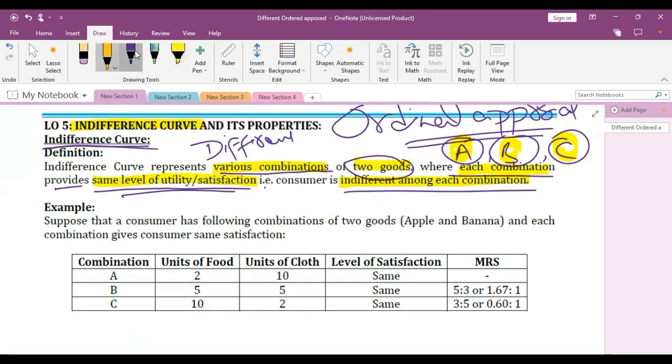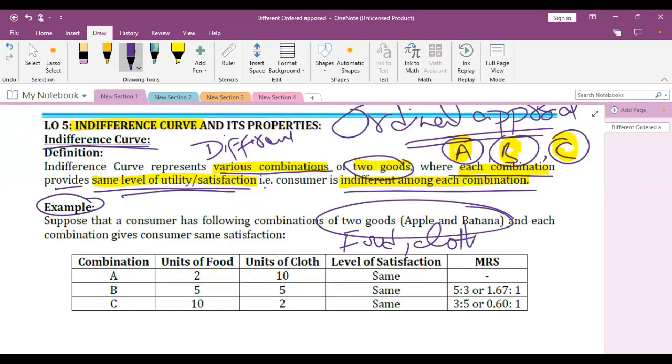Let's study this with an example. Suppose you have two products. Let's say you have two products, apples and bananas, or you can take the example of food and cloth. Food and cloth. The consumer wants to use them in a very close combination. He also wants food along with proper clothes. So let's take an example of combinations A, B and C.